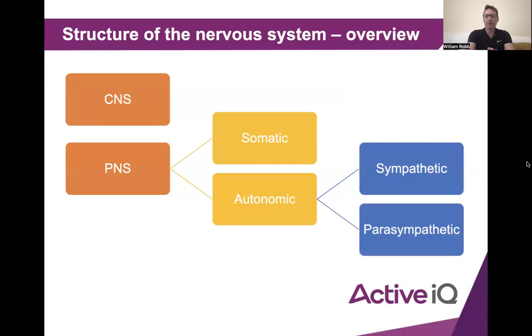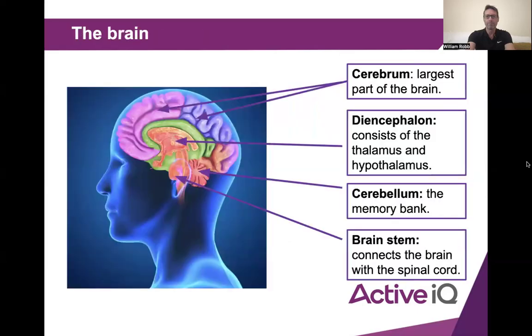So the structure of the nervous system is split into the CNS, the central nervous system, and the peripheral nervous system. The peripheral nervous system we can split into somatic and autonomic. If you remember, this is somatic, autonomic. So autonomic happens automatically, somatic I can control. Autonomic is controlled then by the sympathetic and the parasympathetic nervous system. So let's have a little look more in depth.